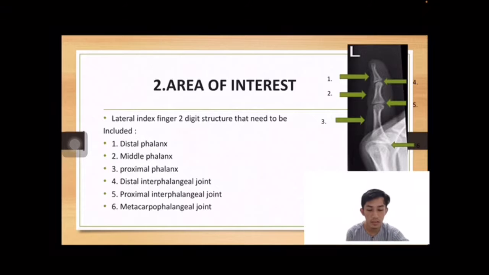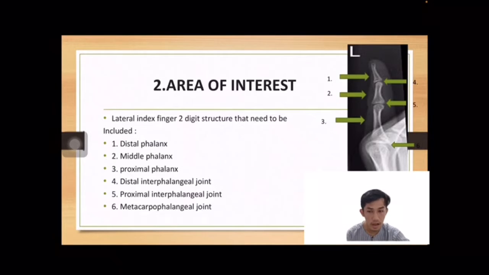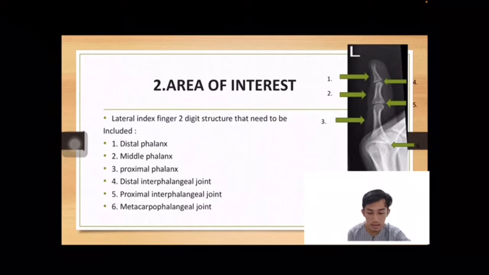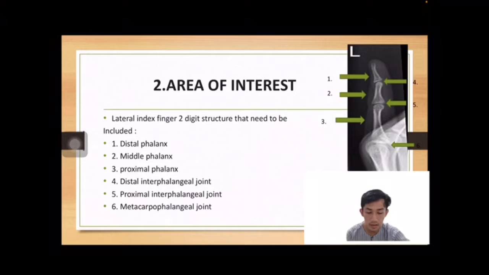Next we go to the second, A for the area of interest. Area of interest describes precisely what anatomy part and structures should be clearly visualized on the radiograph. For the lateral index finger, second digit, there are 6 structures that need to be included. First is the distal phalanx, second the middle phalanx, third the proximal phalanx, fourth the distal interphalangeal joint, fifth the proximal interphalangeal joint, and the last one is the metacarpophalangeal joint. We have 3 joints.